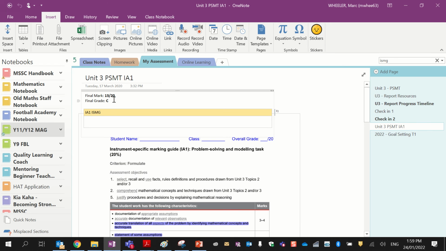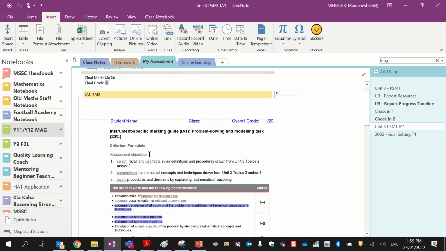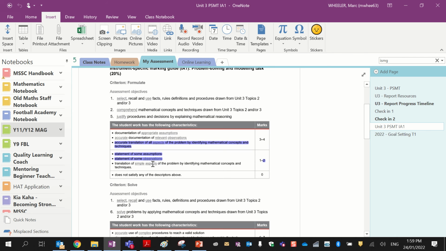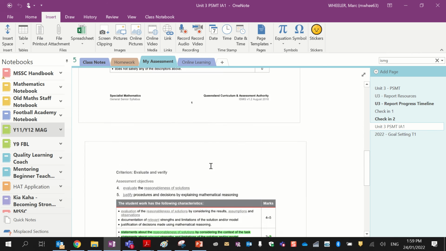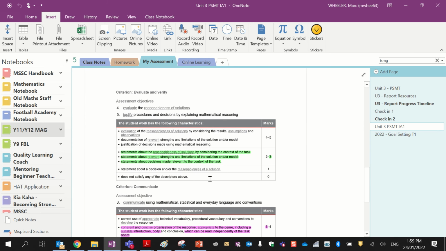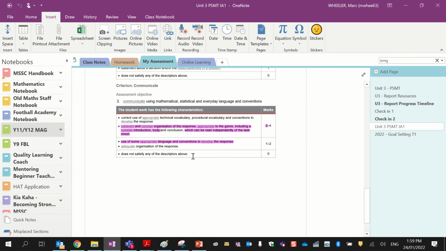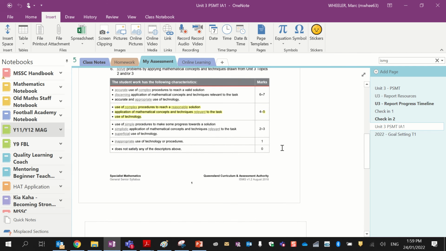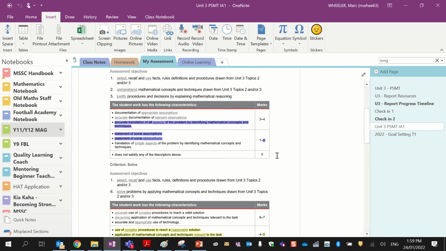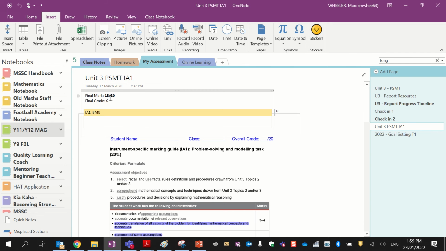At the very top, it gives you the summary. So this person got 13 out of 20. Their final grade was a C. You can go through and have a look at the criteria. This person got 2 for formulate, 5 for solve, 3 for evaluate, and 3 for communicate. So you should double check: 3 is 6, and 5 is 11, and 2 is 13. Double check that the result is correct, and that means that person's got a C.